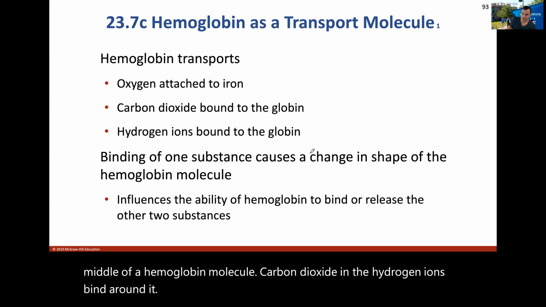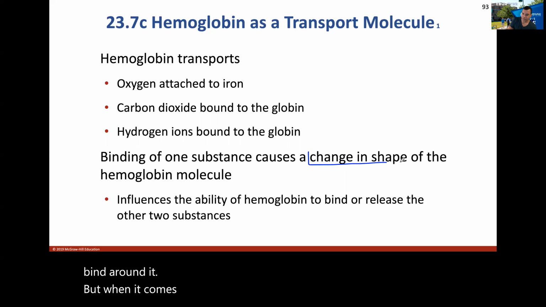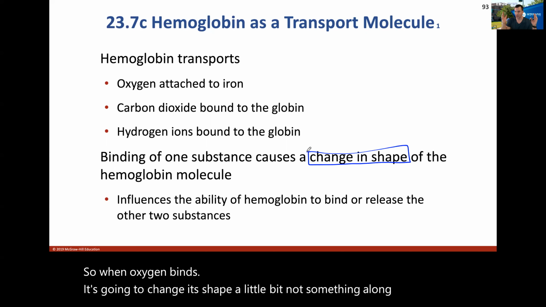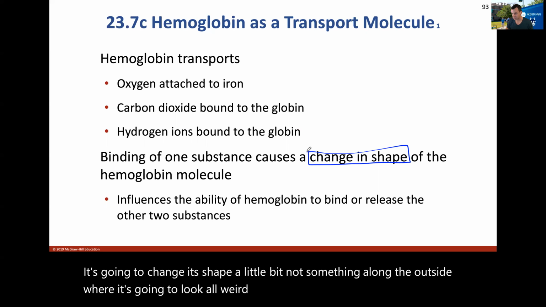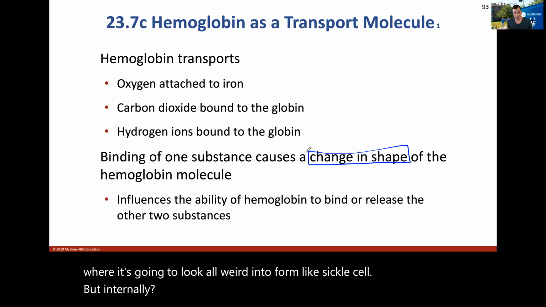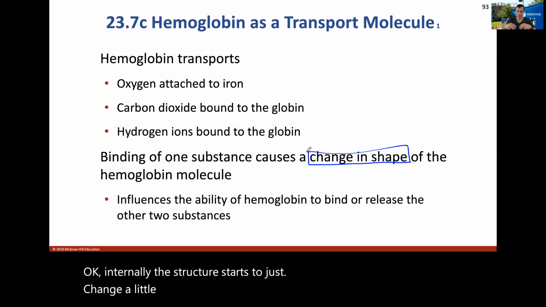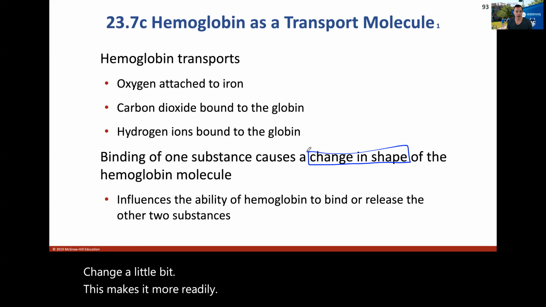But when it comes to oxygen, we get a slight change in shape. So when oxygen binds, it's going to change its shape a little bit. Not something along the outside where it's going to look all weird and deformed like sickle cell, but internally. Internally, the structure starts to just change a little bit. This makes it more ready for more oxygen to get on.